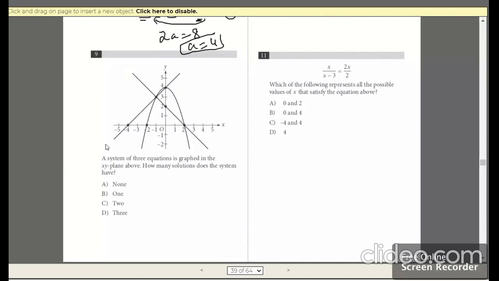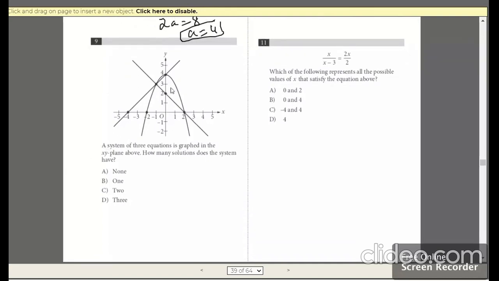Moving on to question number 9, we have a parabola which opens downwards and the intersection points of two linear equations along with the parabola. So where 3 equations are graphed in the xy plane, how many solutions? We know that if all the lines intersect at one particular point, it will have 1 solution, if they do not, it is 0, and if they overlap, then we have infinitely many solutions. So that we know already. If you look at it carefully, you don't have to solve it. These two lines intersect at this point along with the parabola, so it means there is only one solution. Answer choice B.